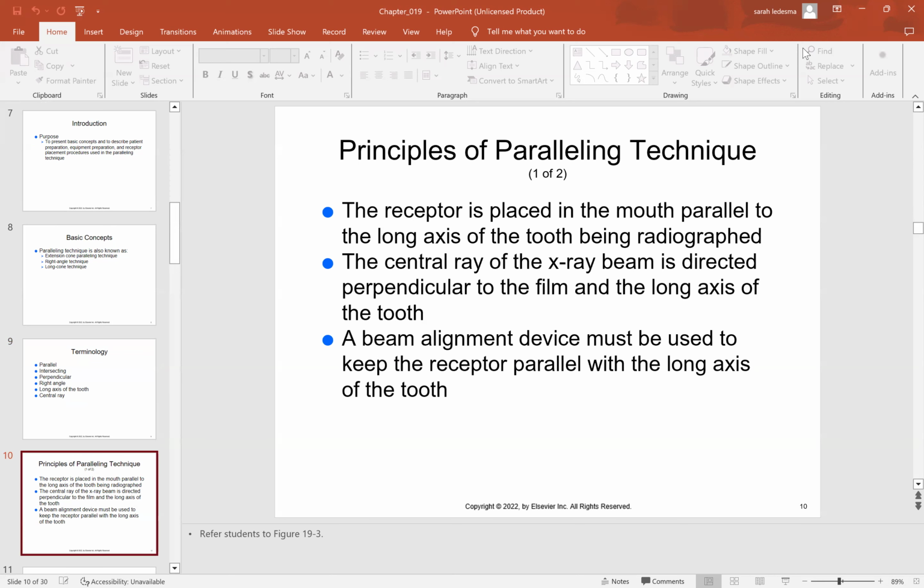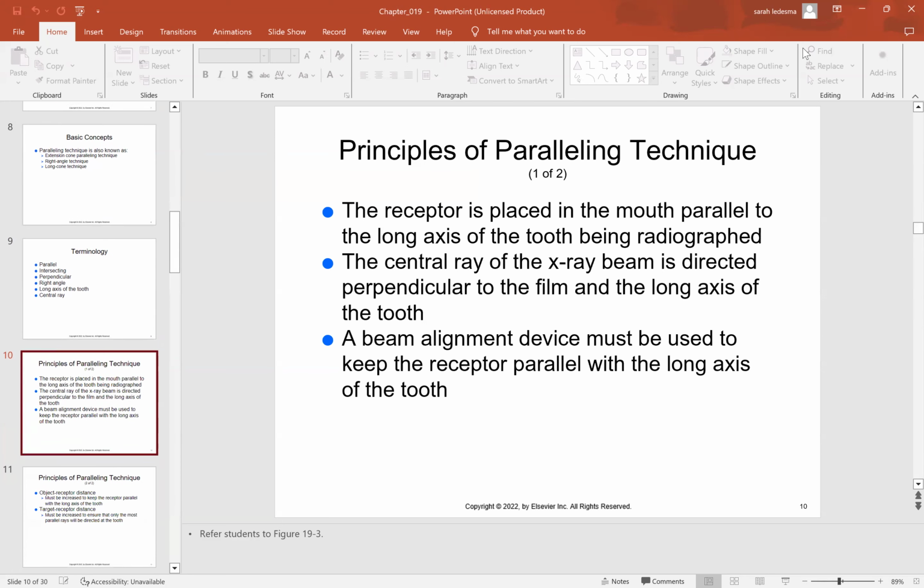Principles of paralleling technique. The receptor is placed in the mouth parallel to the long axis of the tooth being radiographed. The central ray of the X-ray beam is directed perpendicular to the film and the long axis of the tooth. A beam alignment device must be used to keep the receptor parallel with the long axis of the tooth.